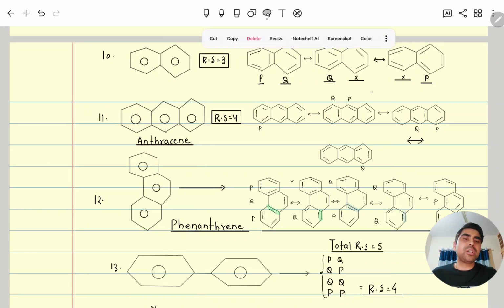In second, Q is done. So P we will draw. So this is nothing. So in this, how many are coming? 3 resonating structures. Similarly, anthracene we can calculate, like here P, after that next Q.